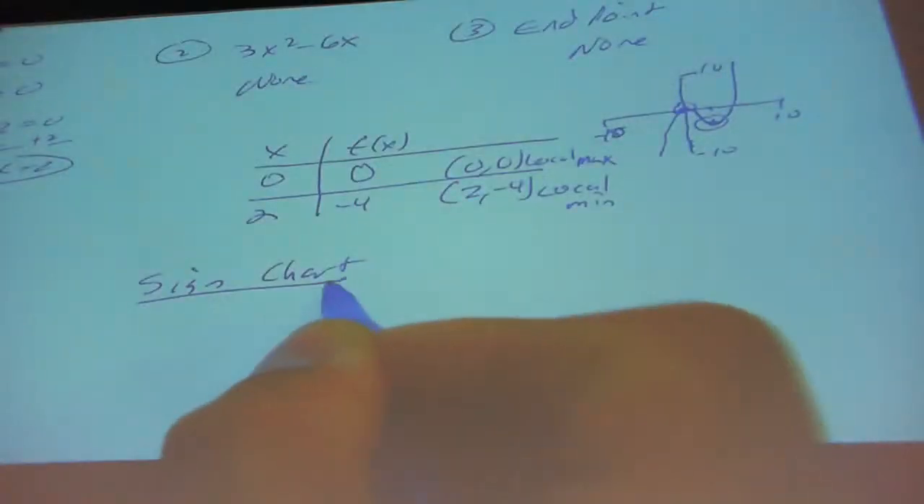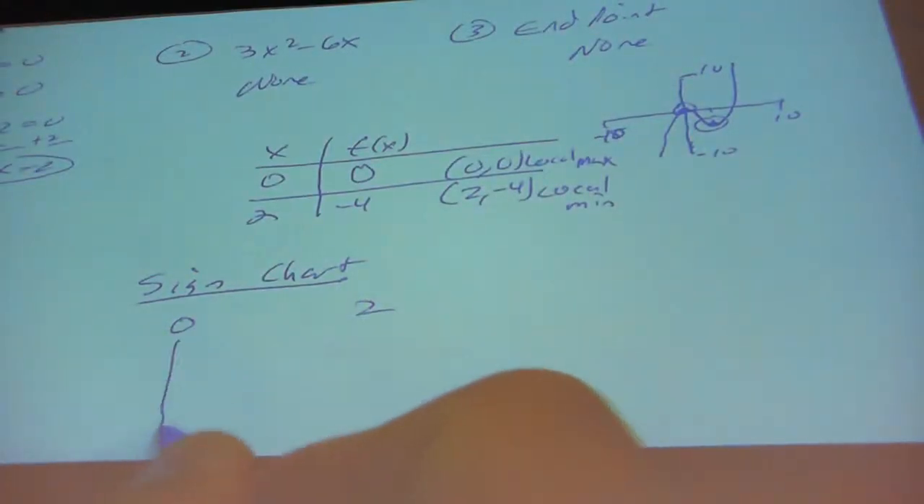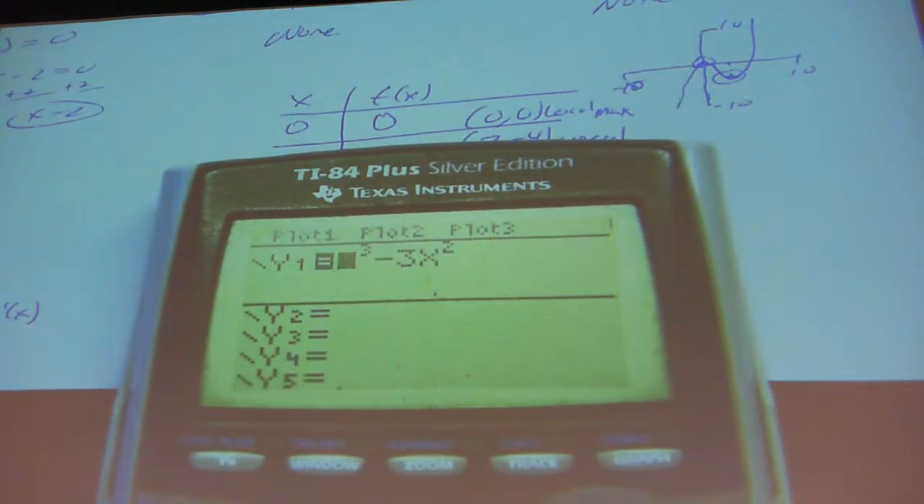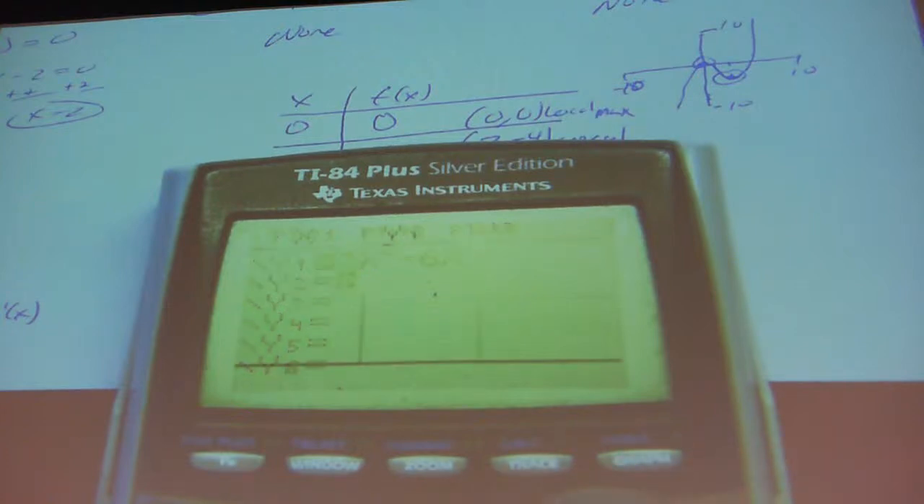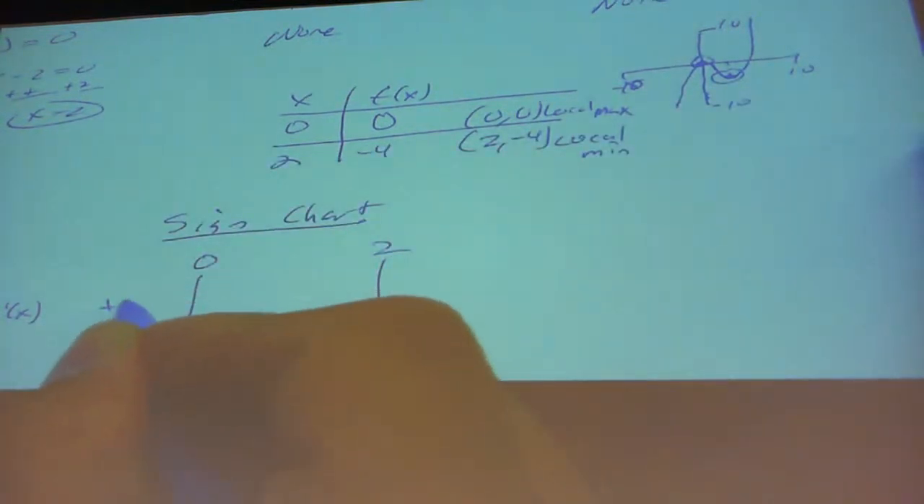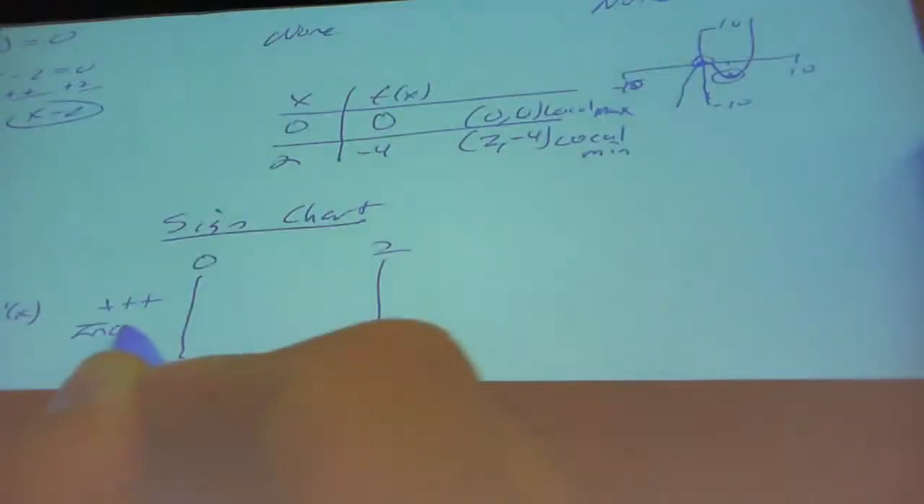With the sign chart, the numbers we're concerned with are 0 and 2. We plug into the first derivative. So I go to my calculator. The first derivative is 3x squared minus 6x. Numbers before 0, like negative 1, negative 2, negative 3, all of those are positive. That's where the graph is increasing.